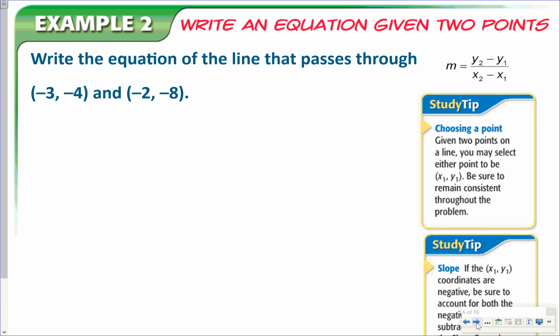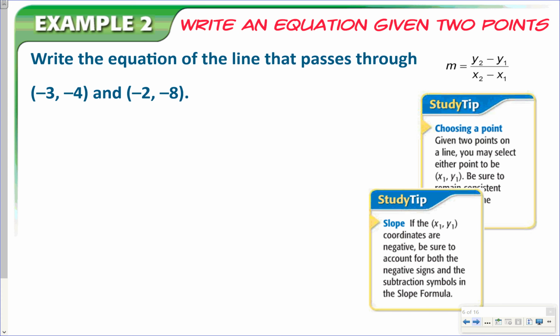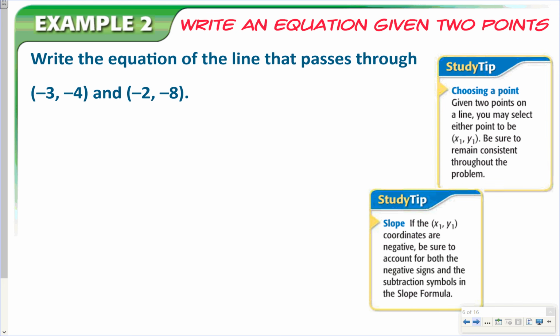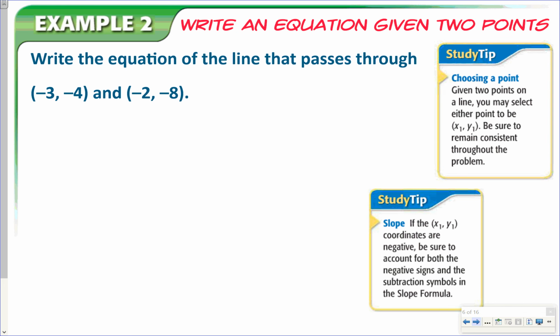Okay, example 2. Write the equation of a line that passes through (-3, -4) and (-2, -8). Now there's a couple of study points over there. Choosing a point: given 2 points on a line, you may select either point to be x1 or y1. What's the little 1 stand for? First point, right? If you have x2 or y2, then that would be the second point.